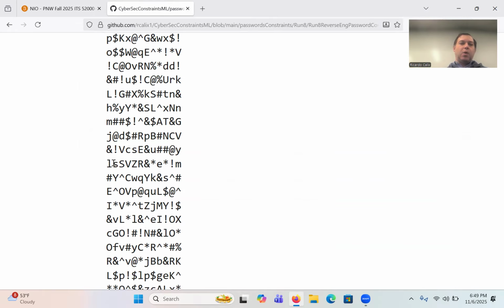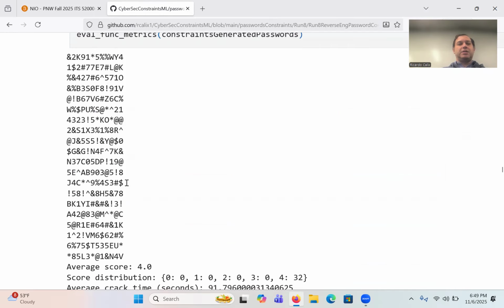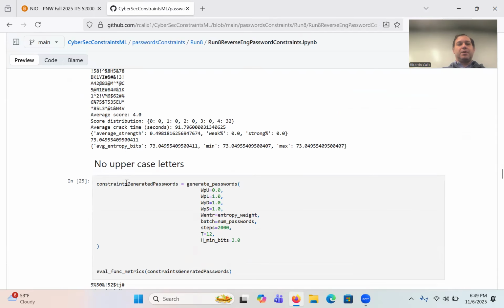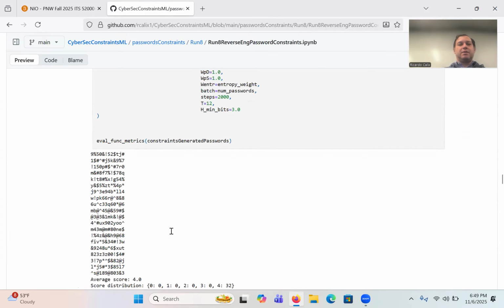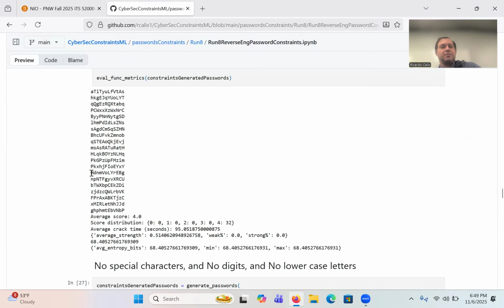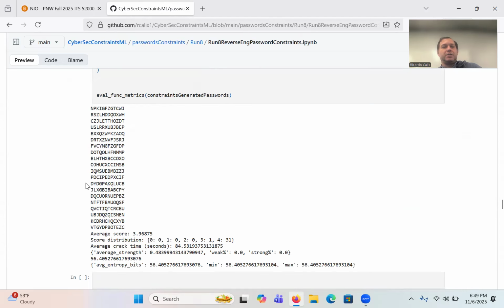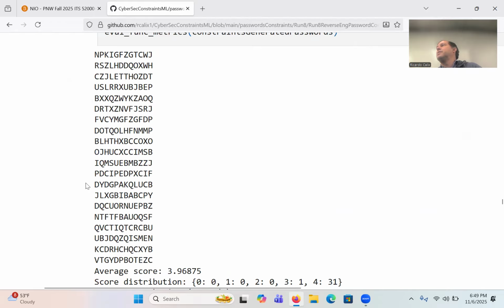This is not a 1. This is an L, for instance. So no numbers. No lowercase letters. You can see all uppercase. No uppercase letters. No special characters, no digits. No special characters, no digits, and no lowercase letters. You can see it's mostly uppercase letters. So they're generative in this sense. NIO can help you.